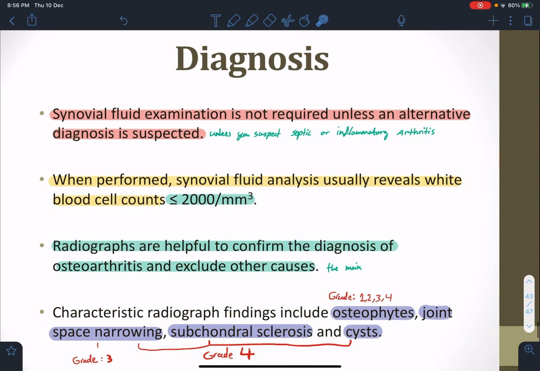Moving on, synovial fluid examination is not required unless there is an alternative diagnosis like septic arthritis. Whenever performed, synovial fluid analysis usually reveals a white blood cell count less than 2000. It is normal, there is no infection.